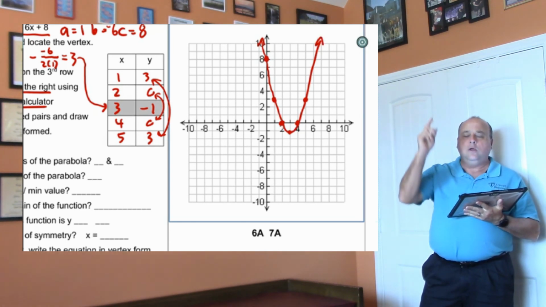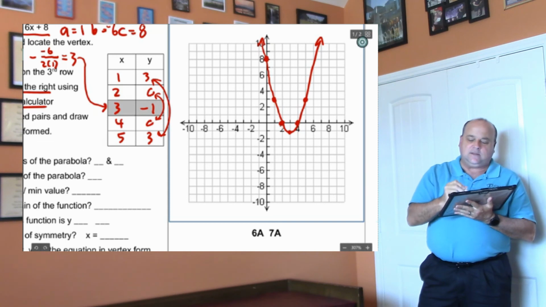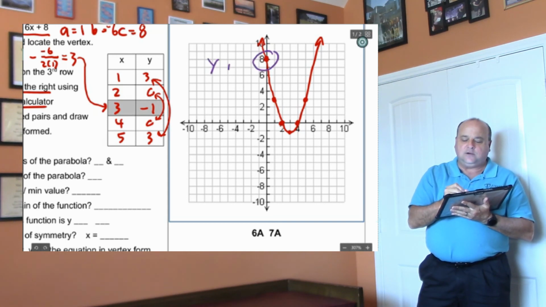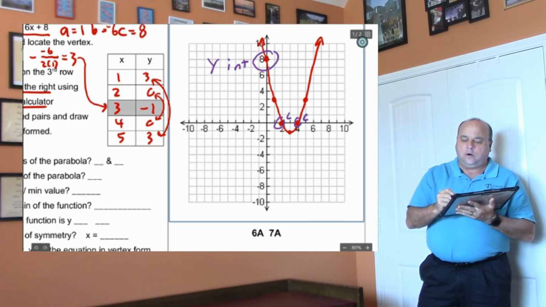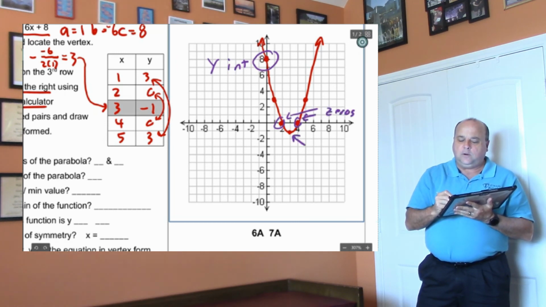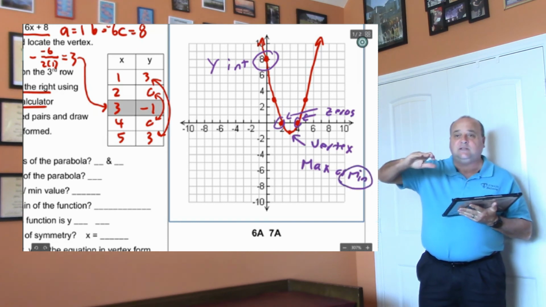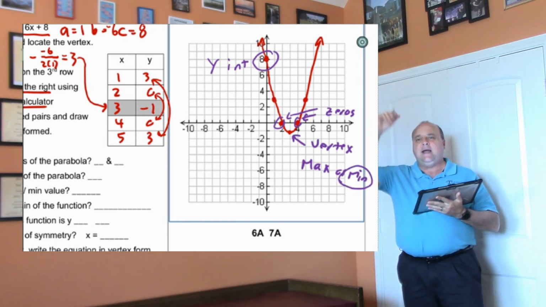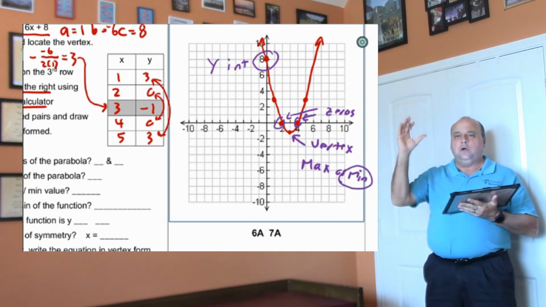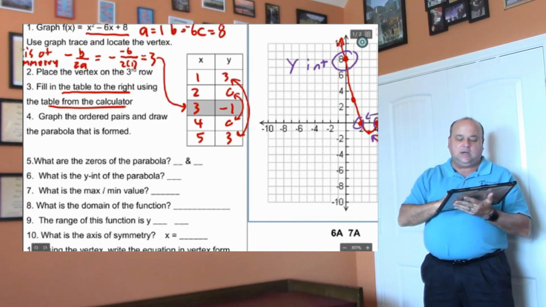It is symmetrical. The important points from this, write this down. This is the y-intercept. These two right here are the zeros. This point right here is the vertex, and it's either the max or the min, okay? In this instance, it's going to be a minimum because it's the bottom, right? If it's a max, it will be the top. But those are the important parts of the graph you need to know.